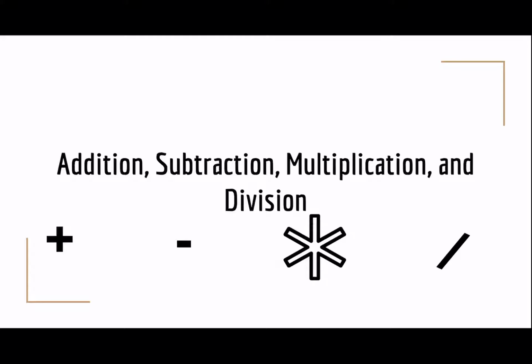Now for division, we will be using a slash instead of the typical line with two dots, because that is very impossible to do on a computer. So as you can tell, addition and subtraction are the same as usual. Multiplication and division are going to be a little bit different.